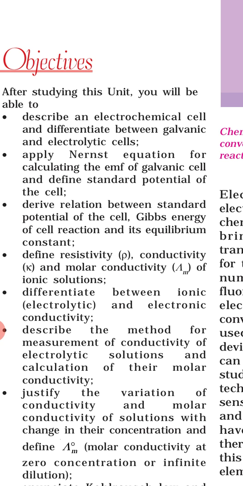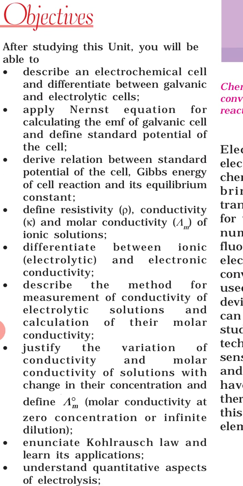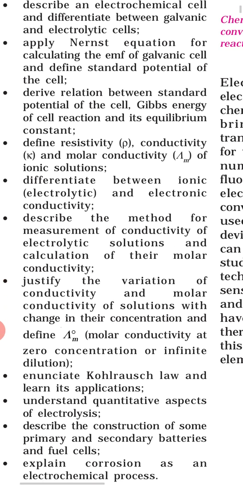Now apply Nernst equation. One equation we will read, that is the Nernst equation, which we will use for finding the electromotive force of a given galvanic cell, and then we will calculate the standard potential of the cell, that is E degree of the cell. Next one, derive the relationship between standard potential of the cell, Gibbs energy of the reaction and its equilibrium constant.